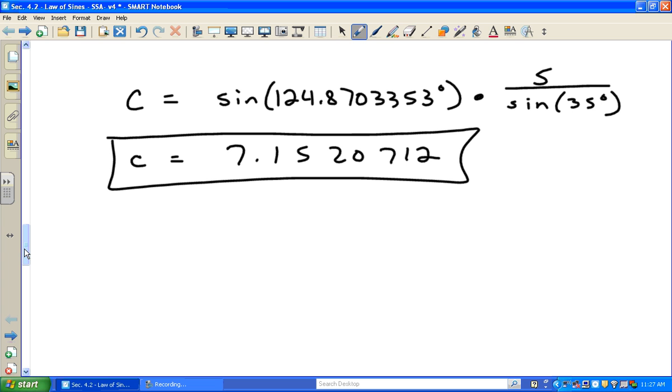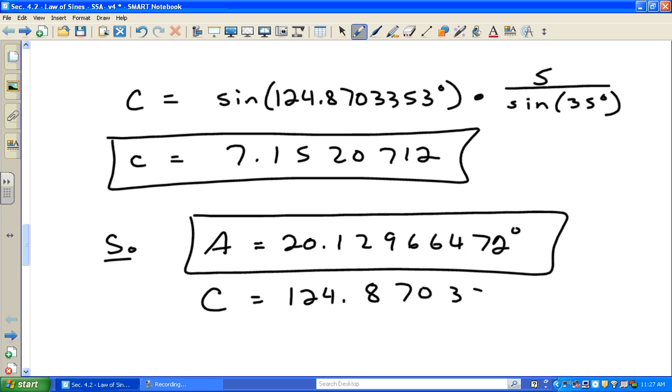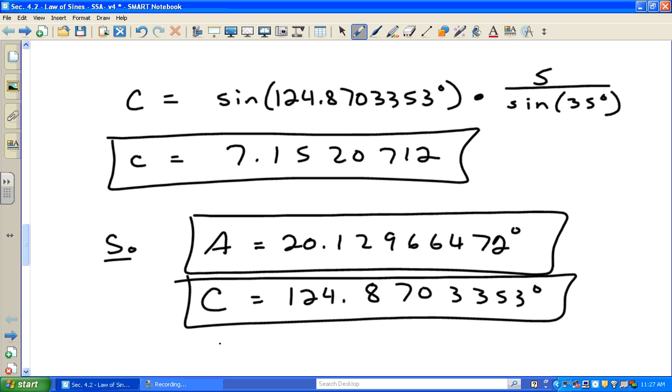I'll go ahead and put everything together. Angle A was 20.1296647 degrees. We ended up with angle C being 124.870335 degrees. And then we ended up with side C being 7.1520712.